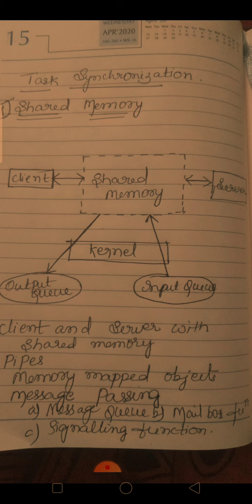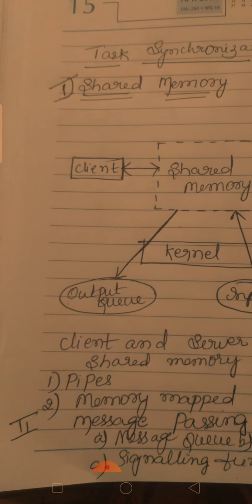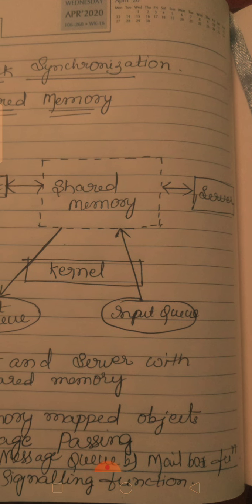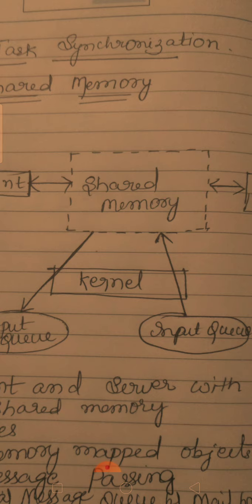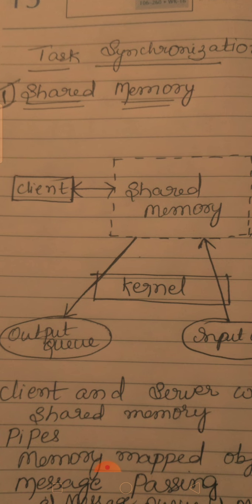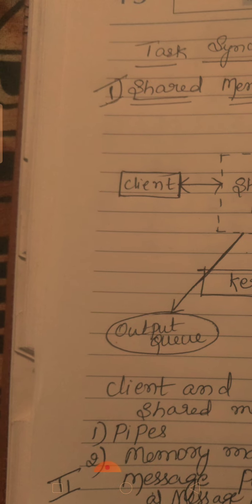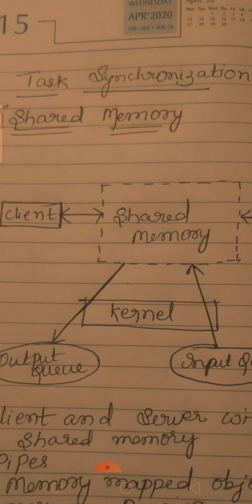What is this shared memory? You can see client and server, it is sharing the common memory called shared memory in the diagram. This is a client, this is a server, the middle part is shared memory. It is sharing the common memory, that is why it is called shared memory. You have an input queue and an output queue. This diagram represents client server with the common shared memory.